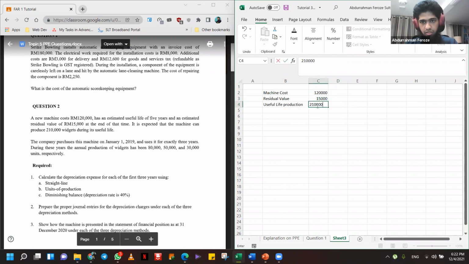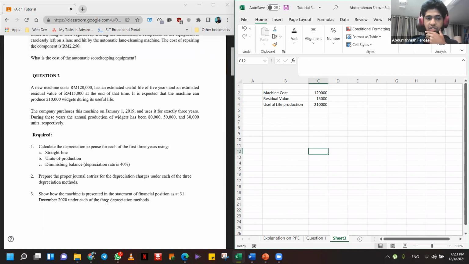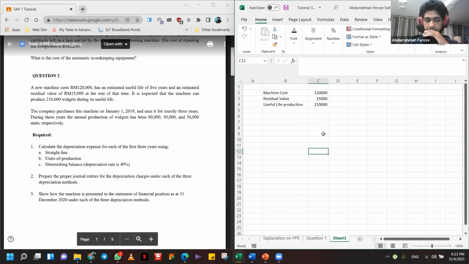It was 210,000. Right. Okay. So now, the first one is: calculate the depreciation expense for each of the first 3 years. A is using the straight line method, B, units of production, and C, diminishing balance. All right, so let's take 1, and then A.